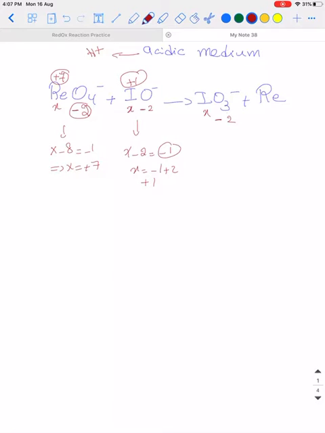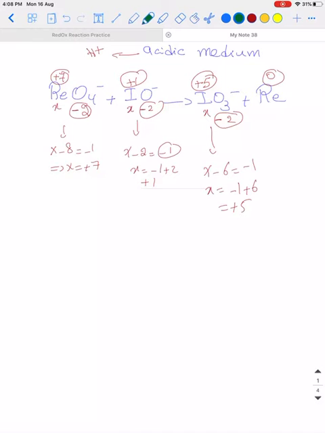Oxygen here is -2 again. So iodine is X. So X minus 6 equals -1, which makes X equal -1 plus 6, which is +5. So the oxidation number here is +5. Re is in the elemental form, which makes it 0.